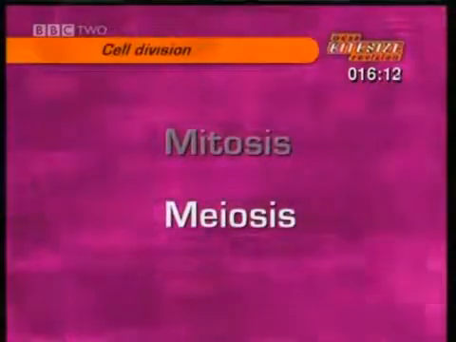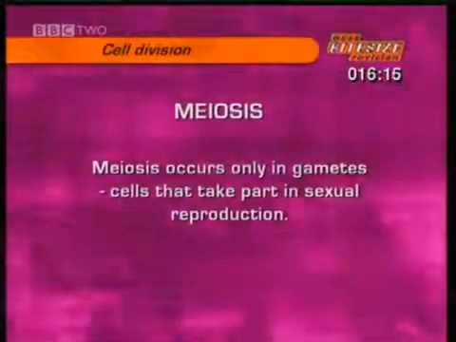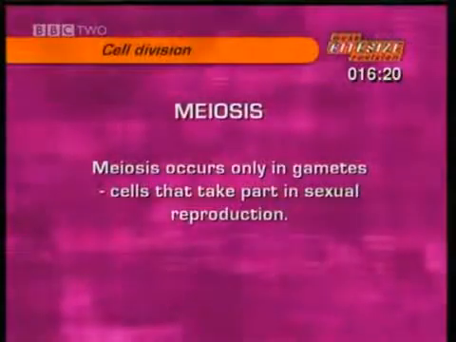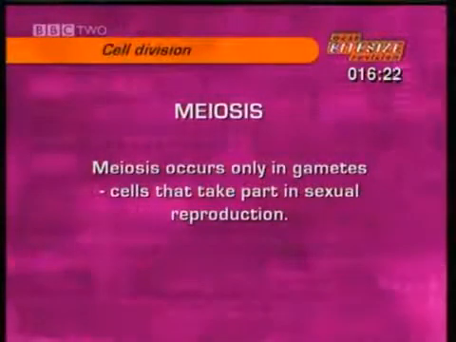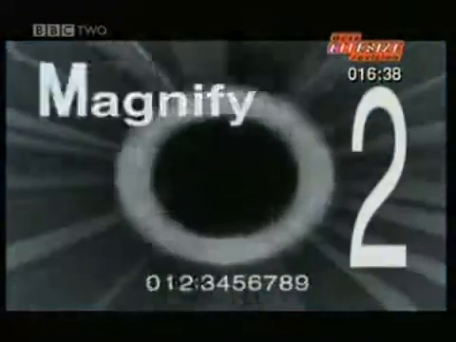The other kind of cell division is meiosis. Meiosis only occurs in cells which give rise to gametes, the cells that take part in sexual reproduction. It all starts when an egg from the baby's mother fuses with sperm from its father. Both sperm and eggs are very special cells, because each holds just half the genetic recipe needed to make a person.